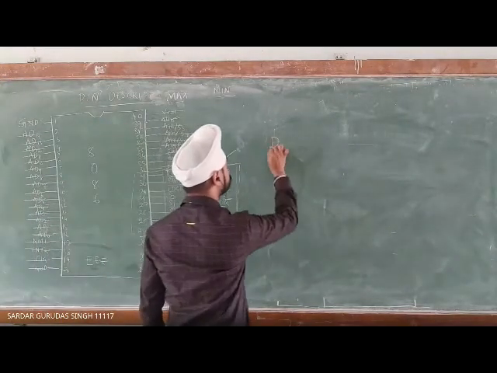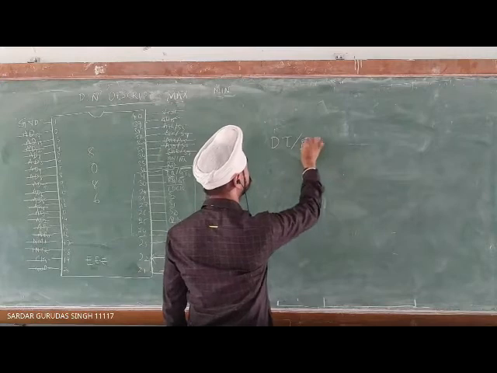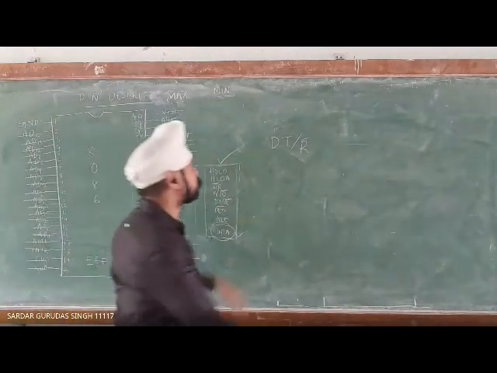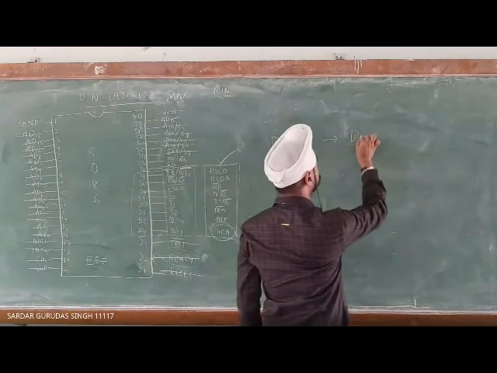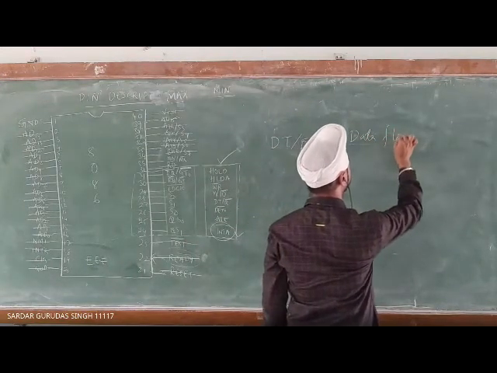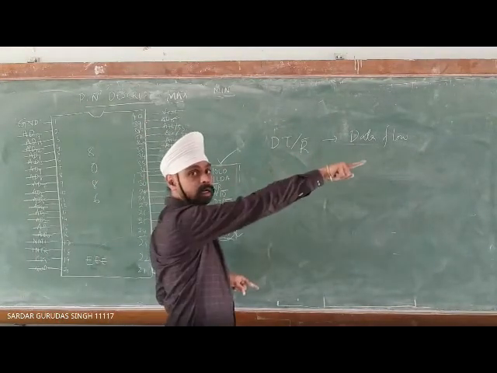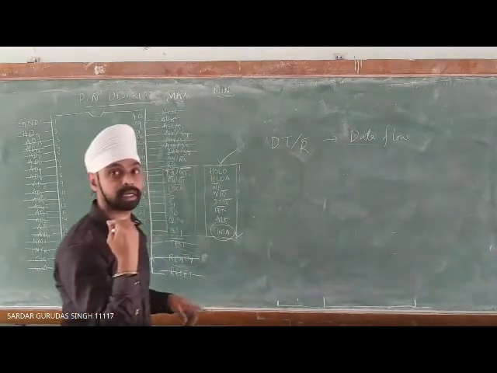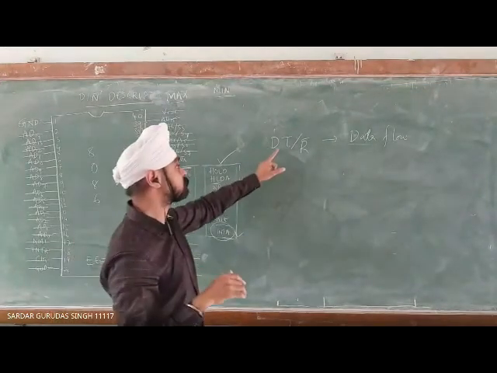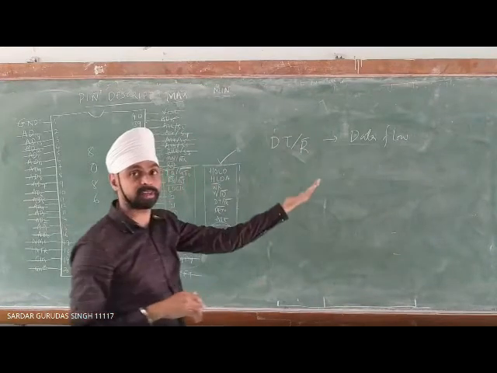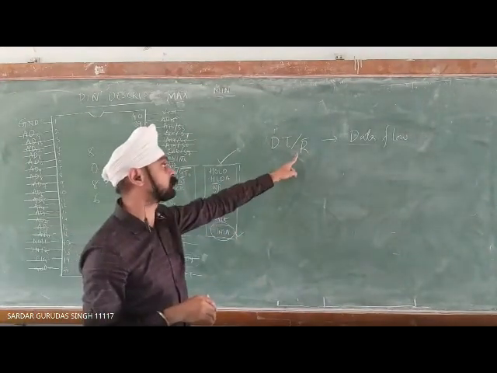Next one is DT by R bar. Okay. In the sense, it will indicate the data flow, whether the processor is sending the data out or receiving the data in. If it is sending the data out, then this signal is high. If it is receiving the data in, then this signal is low.